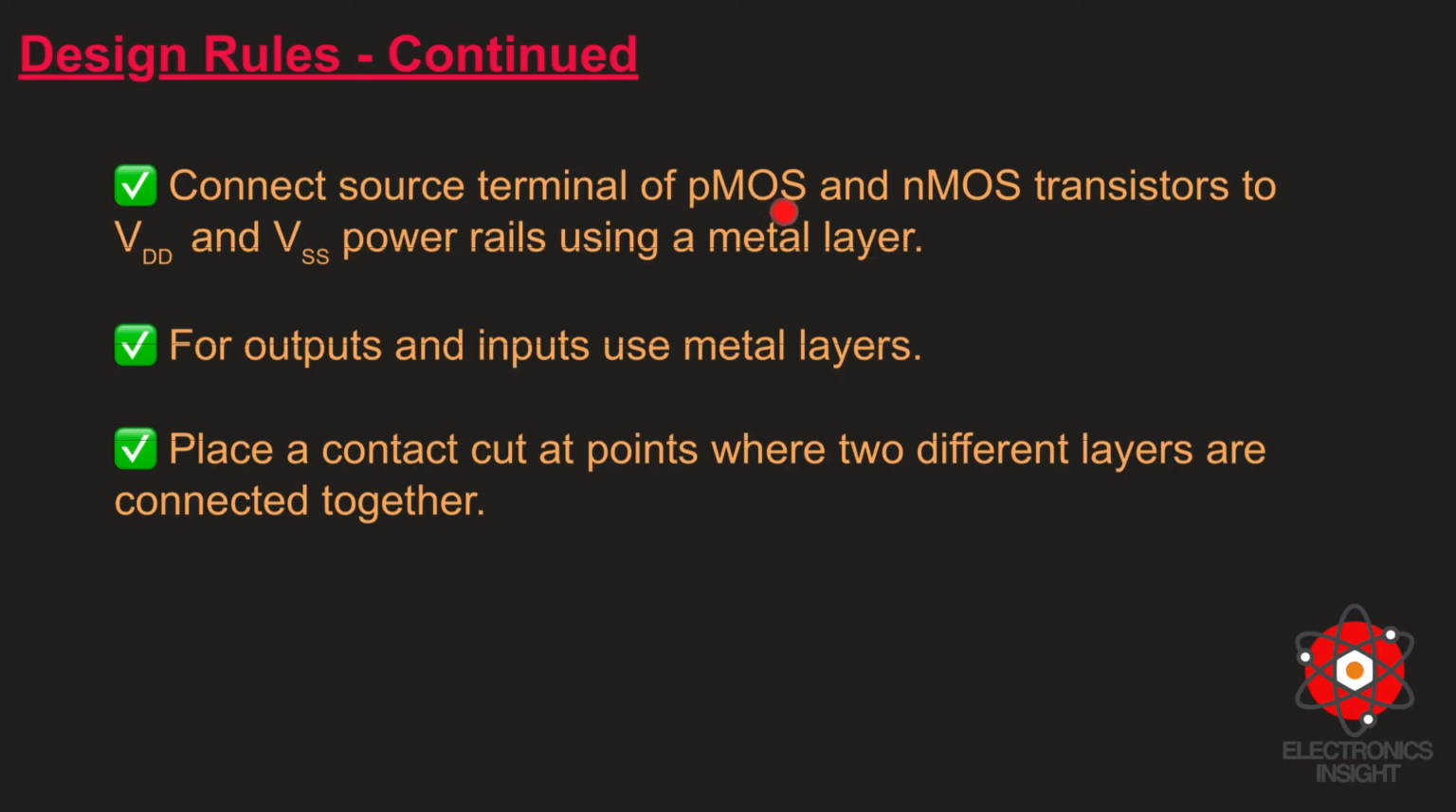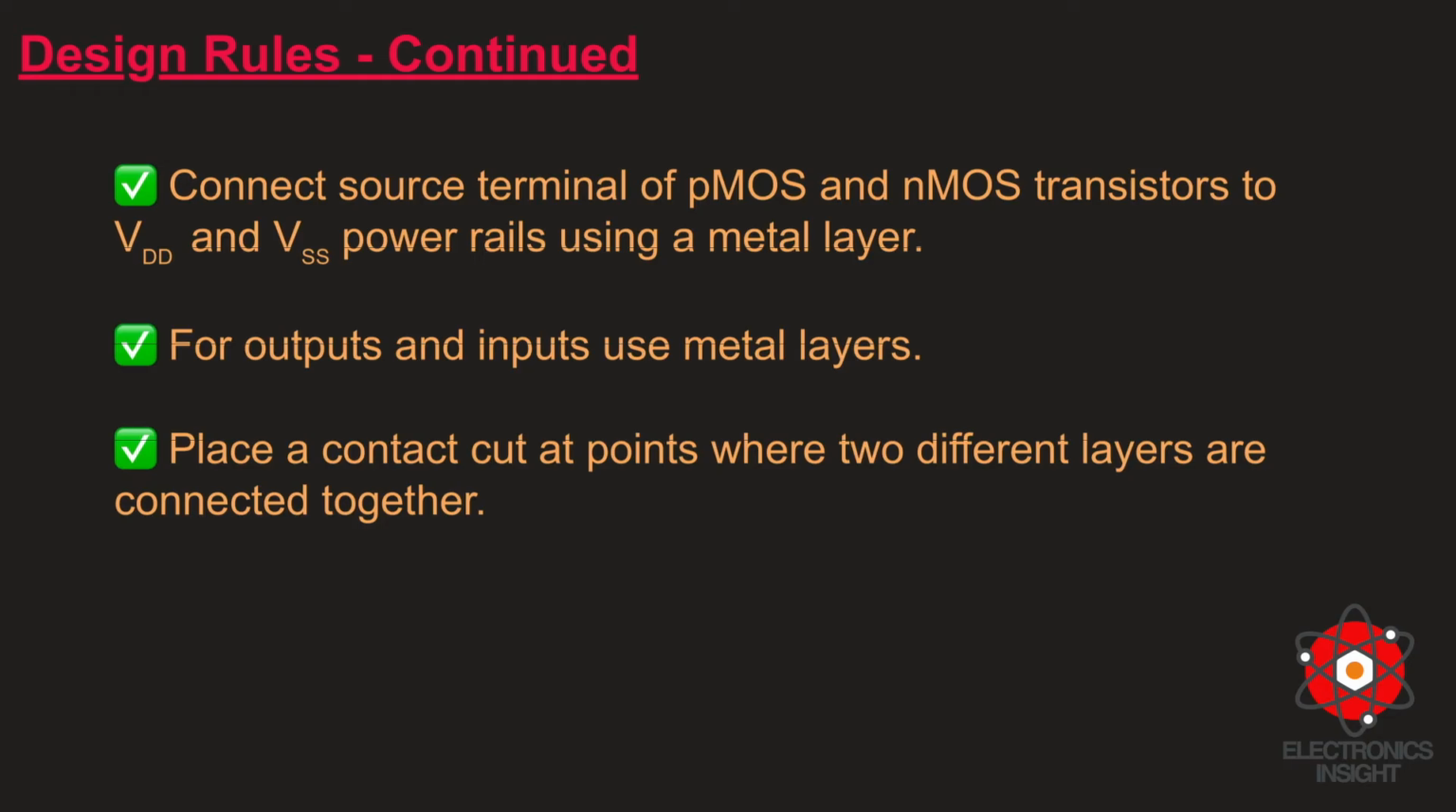Because the source terminal of the PMOS has to be connected to the VDD power supply rail, and for the NMOS transistor, which means the pull-down network, everything should be connected to the ground rails, which means the source terminal of the NMOS transistor has to be connected to the ground rail. And again, for all output and input interconnections, we use metal blue color layers. And finally, we place a contact cut at points where two different layers are connected together. So that is represented using black color.